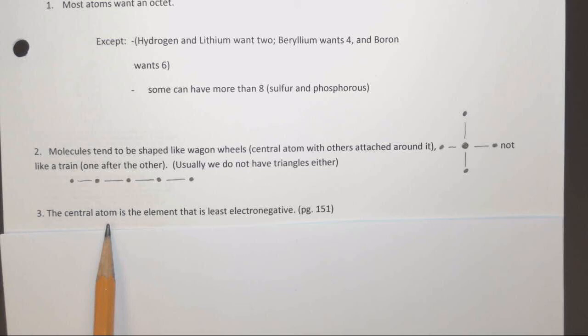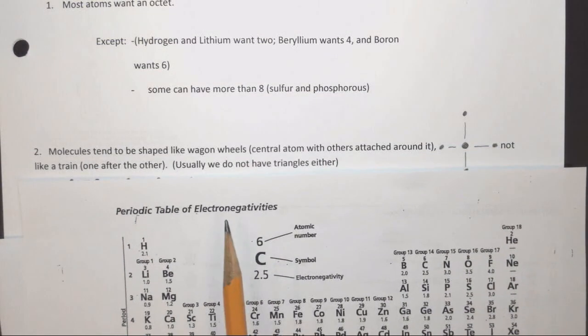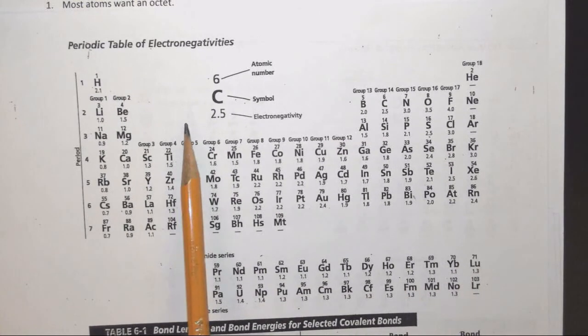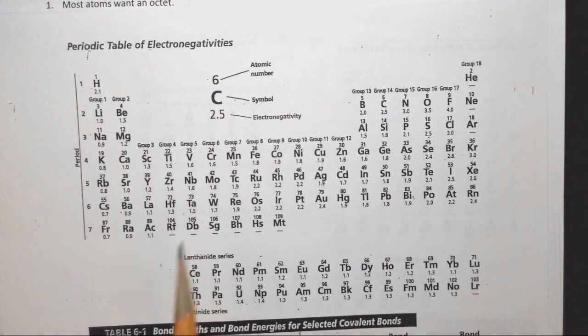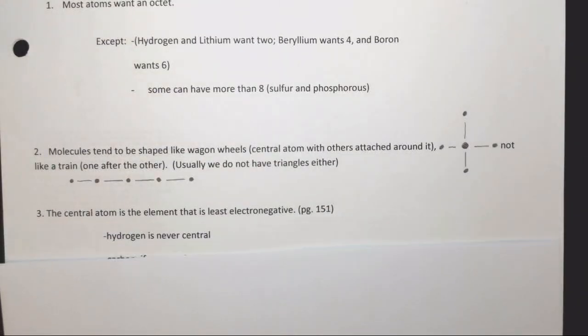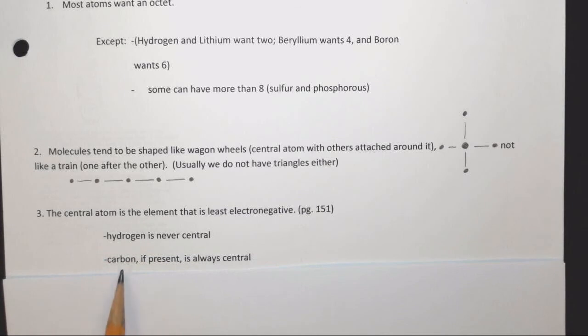The central atom is the element that is least electronegative. And on your paper with your charts, that's the one that's at the top. I gave you a copy of the electronegativities chart so you could have that easily at hand. However, hydrogen, even if it's less electronegative, is never in the center. If you have carbon as one of your elements, it will always be the central atom, even if it's not the least electronegative.